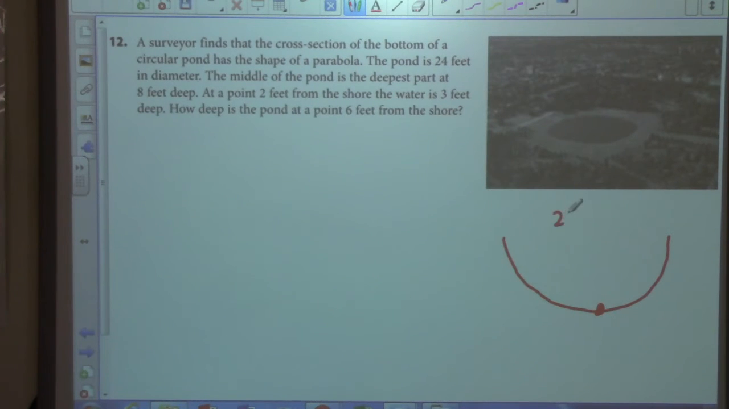So anyway, this is the pond. We know this is 24 feet in diameter. And so depending on how you look at this, you could call this point 12, -8, right? Okay, does that make sense?